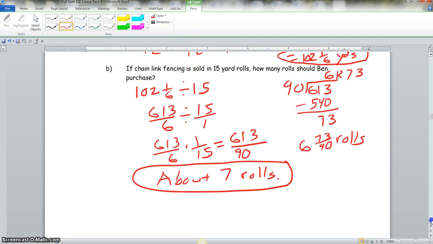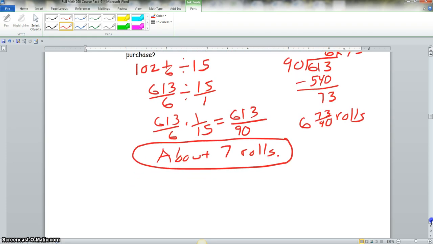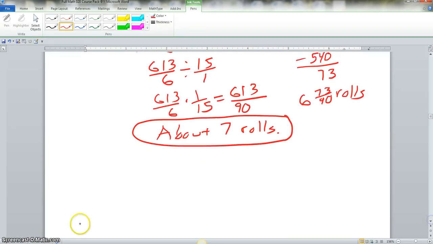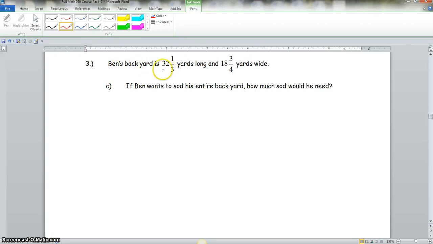Okay, now we scroll down here to the next page. So now it says Ben's backyard is 32 1/3 yards long and 18 3/4 yards wide. If Ben wants to side his entire backyard, how much siding would he need? Now we know siding is on the inside of the backyard, which is our area. So we would do the area, and we know that our backyard is typically in the shape of a rectangle. So area is equal to length times width.